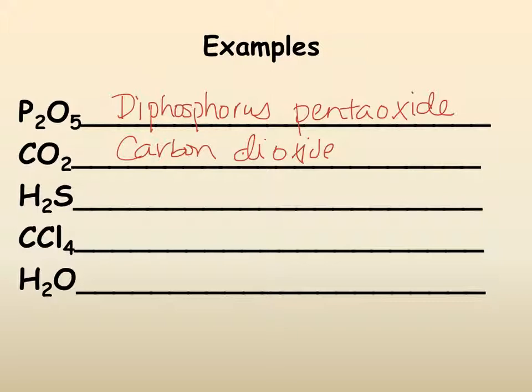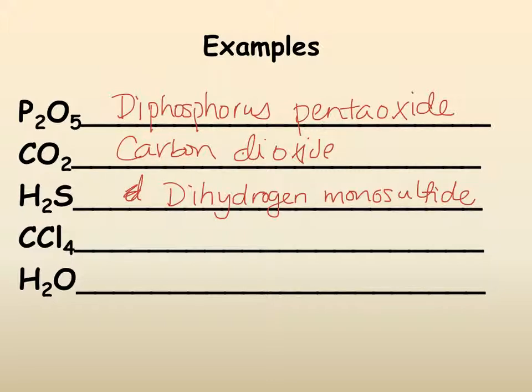Then we have 2 hydrogens and 1 sulfur. So for 2, we have to write in the prefix, and then since it's 1 sulfur, and that's the second element, we have to write the mono in for that. So this is dihydrogen monosulfide. And you don't need to capitalize the first word. I'm just doing that for consistency.